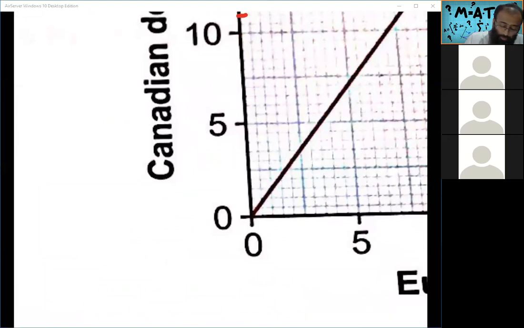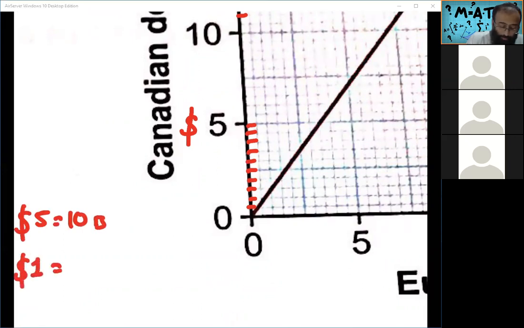So you've got $5, and that's got 10 little squares: 1, 2, 3, 4, 5, 6, 7, 8, 9, 10. So if you want to work out $1, how many squares is it? 2. That's right. So you go by 2 squares, which is here, and go across and come down.